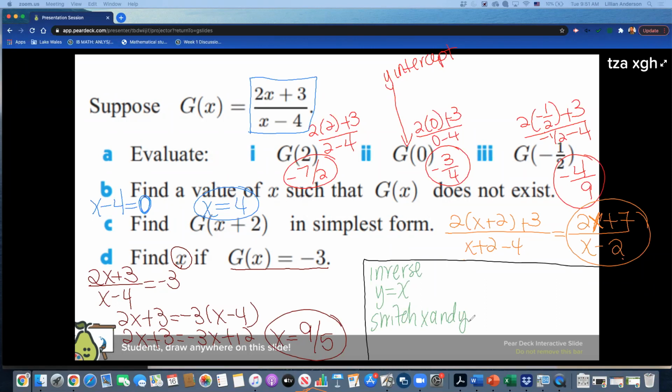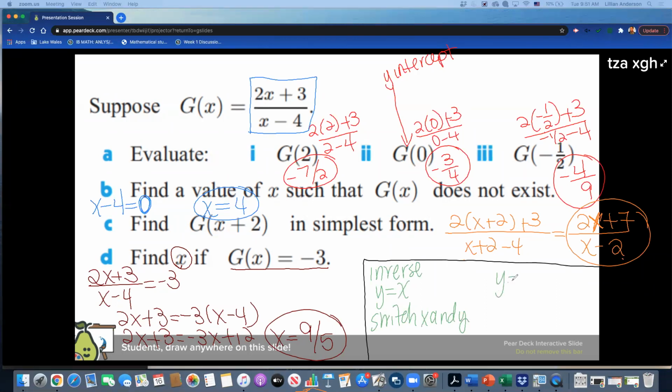Okay? So if I had a function, which was y equals 3x minus 4, and I wanted to find the inverse, I would switch x and y. And I would continue to solve for y. I'll divide both sides by 3. I don't know if you guys can see that. So then I would end up with x plus 4 over 3. That would be my inverse function.